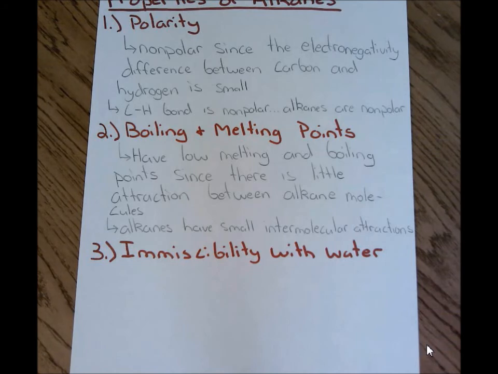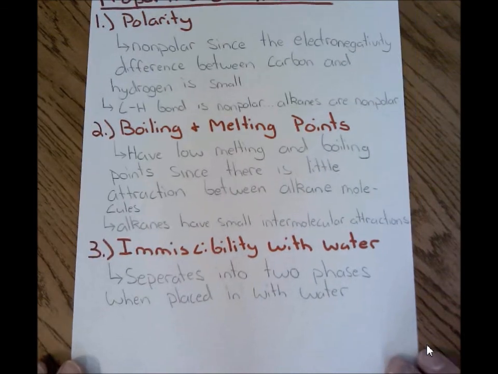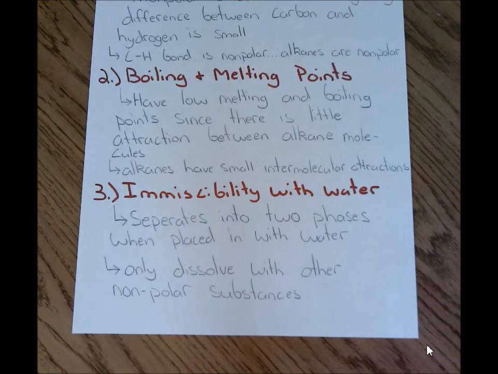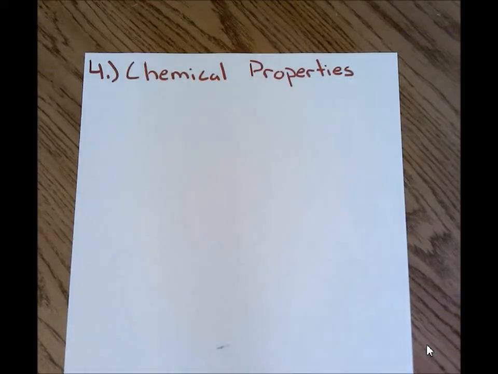The final property, and I saved a whole sheet of paper for it, the final property of alkanes is their chemical properties, or their chemical reactivity. So we shift gears here a little bit. We're still talking about alkanes in general here. Number one, they're going to have a low reactivity. One of the main reasons that alkanes have low reactivity is that they're connected by nonpolar bonds and have no charge.